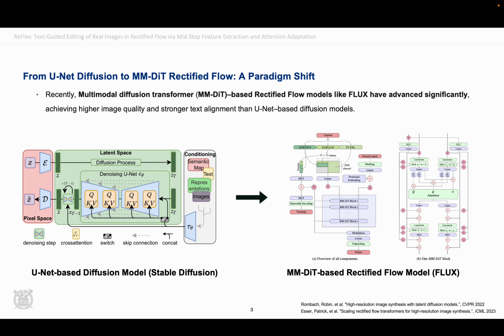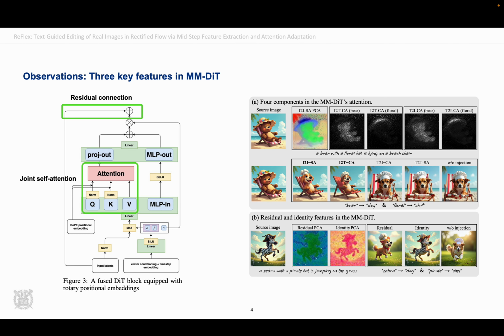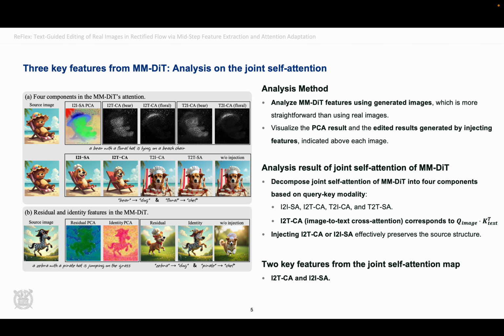In this work, our goal is to overcome this limitation and develop an image editing method tailored to the MMDiT architecture. To achieve this, we first conducted an in-depth analysis of MMDiT, focusing particularly on its joint self-attention mechanism and residual connections. We analyzed MMDiT by directly visualizing specific features extracted during the image generation process and by injecting those features into the generation of another image to observe their effects.